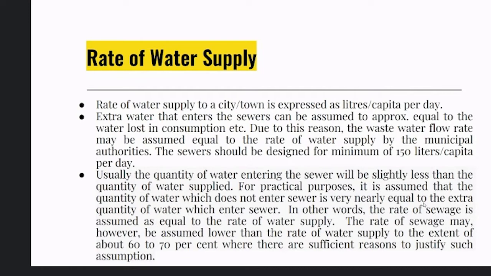So for this assumption na quantity of water or the rate of water supply, gaya na sabi ko kanina, kasama na rin dun yung infiltration sa pipeline kapag nagkaroon tayo ng dry season, ng wet season or the storm water. Kaya sinasabi dun na the rate of sewage is equal to the rate of water supply na consume. So, etong sinasabi na 60-70% where there are sufficient reasons to justify such assumption is nagkakaroon tayo ng factor of safety para magkaroon tayo dito ng maintenance sa ating mga pipelines and sewer system.